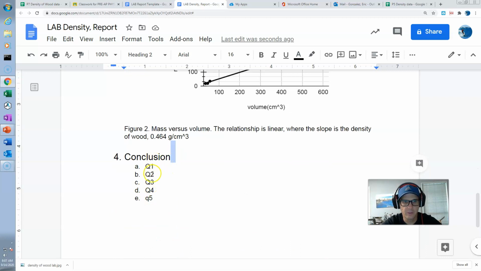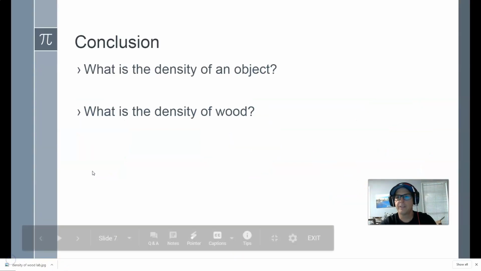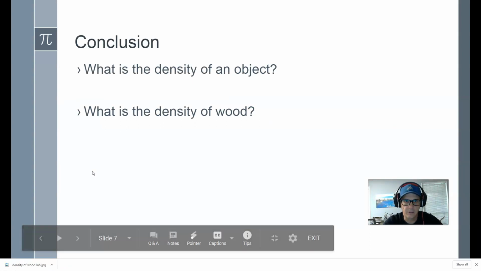let's go over the conclusion questions. So, okay, we open Sheets with the data and graph. That's what we did last week. We open the lab report template and start writing the content. The only thing missing is the conclusion. And then we are going to save it as a PDF later on. Okay, these are the questions that you need to answer in the conclusion.